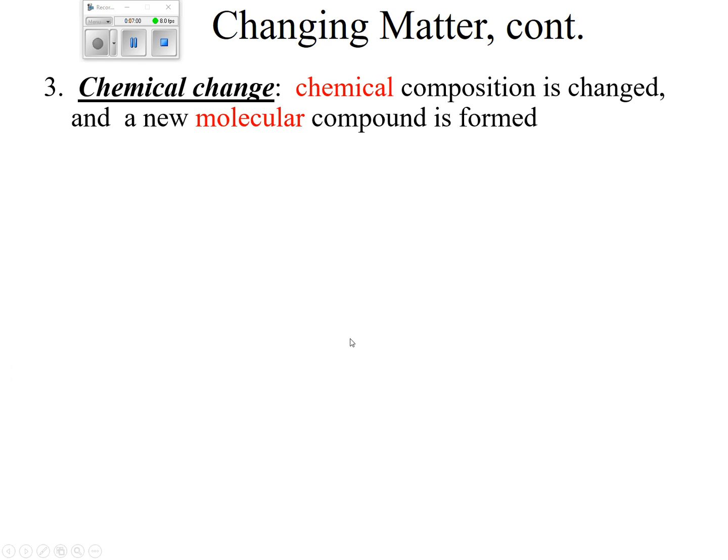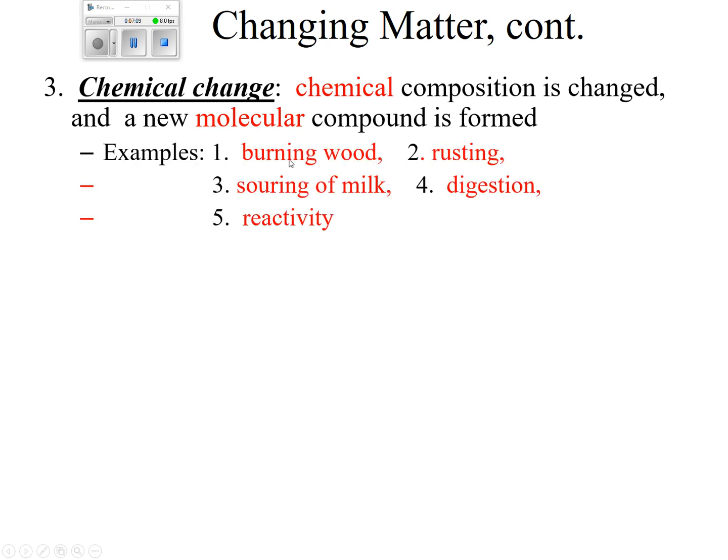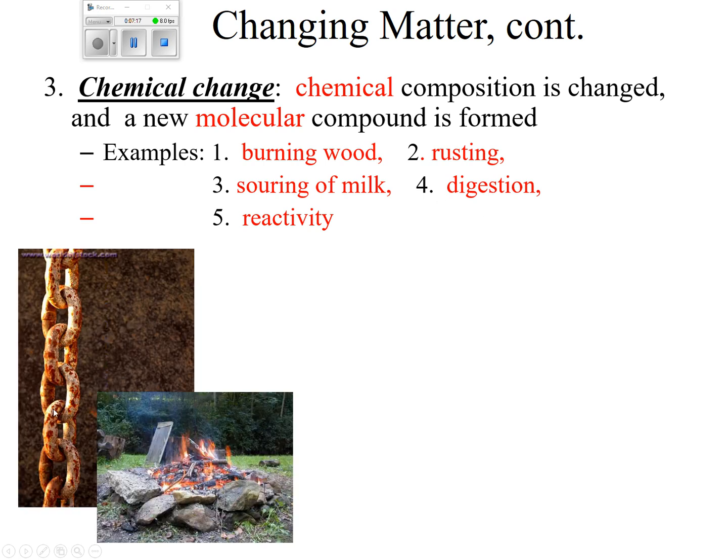Chemical change is different though. Chemical change means the chemical composition has changed. All the atoms are the same, but they're just rearranged into a new compound. So if you burn wood, if you make milk sour, if you rust something, if you're digesting your food, or you're having something react, we have a new substance. This rust is ferrous oxide. It's not iron anymore. It changed. It chemically combined with the oxygen and made something new.